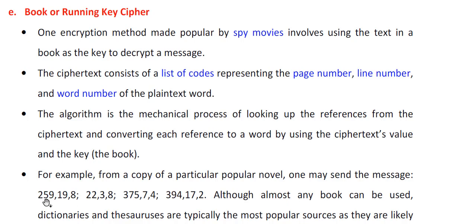259 from the book means page 259. 19 is maybe the line number 19, and the 8 is the 8th word inside that line. Now we get the word that we want to transmit in a hidden manner. The same goes for the second code, the third code and the fourth code. So here both the sender and the receiver agree on a book or a reference, and the only thing they exchange is a series of codes instead of ciphers or words in plain text that somebody can understand and guess. So the security here is based on the book or the reference that we are using.